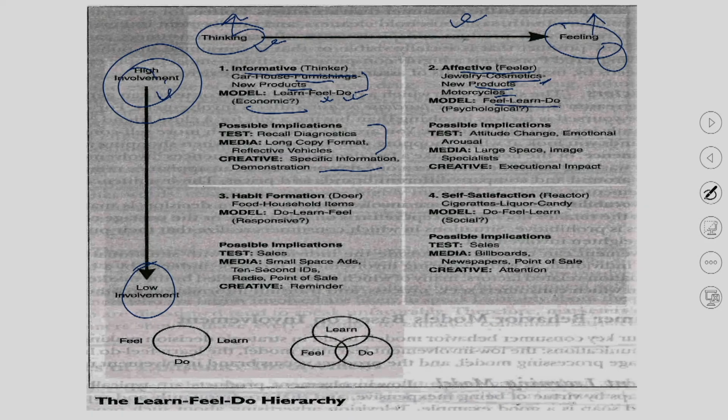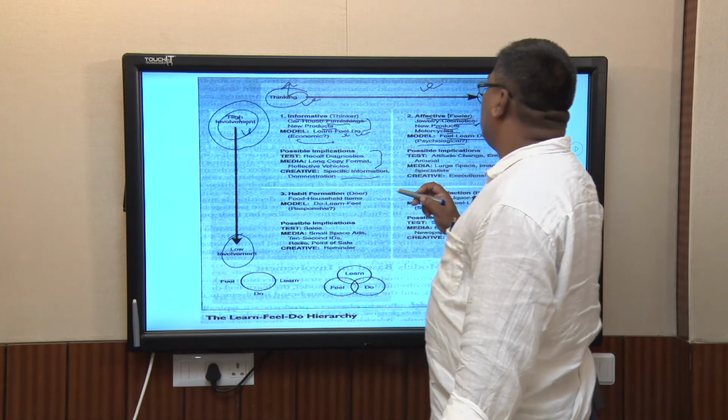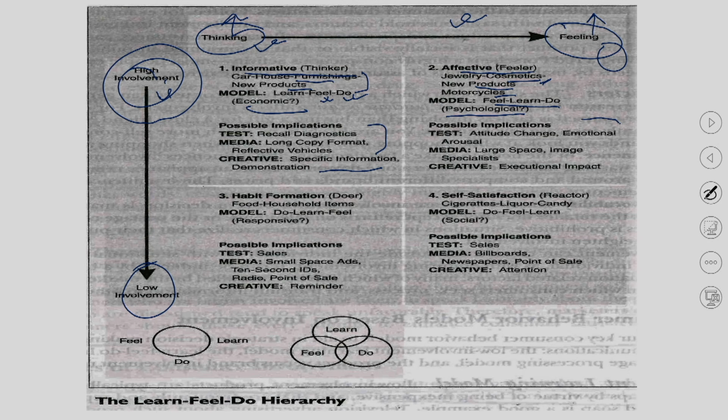The model here is feel, learn and do. First feel good about something, then try to learn something about it and then buy it, and that is what it is. And so, it is a psychological model. So, these are the possible implications of this model.